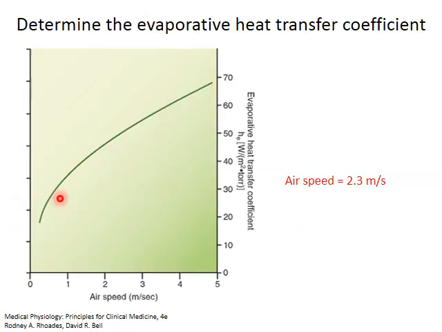As you can tell, as airspeed increases, the evaporative heat transfer coefficient increases also. And this is an indication that evaporation happens more quickly when the airspeed increases. To determine the evaporative heat transfer coefficient, we need to start on the x-axis with the value of the airspeed at 2.3 meters per second, go up to the curve, and then over to the y-axis. And we can tell that the evaporative heat transfer coefficient is 50 watts per meter squared per torr.